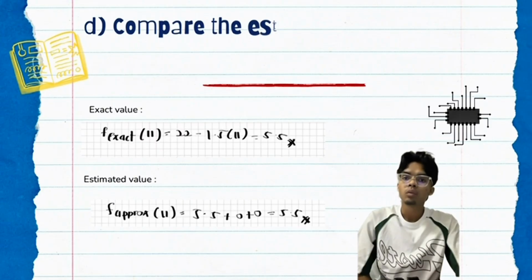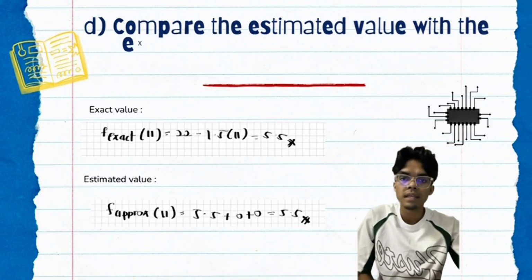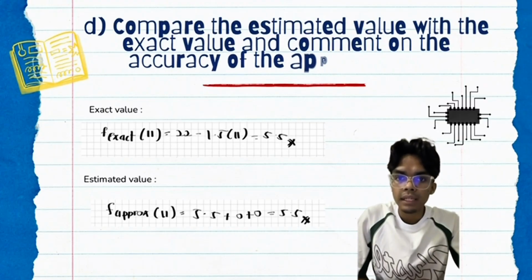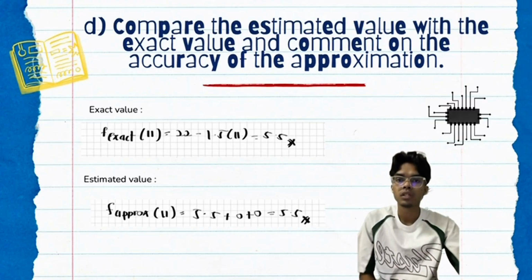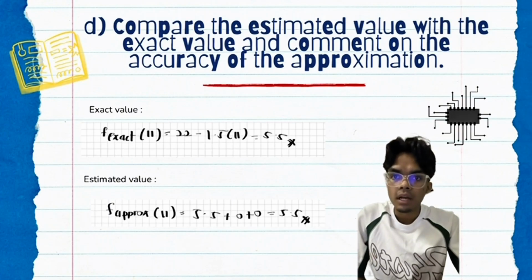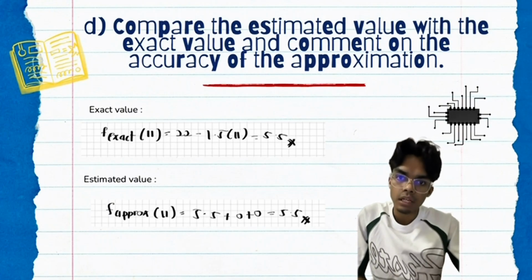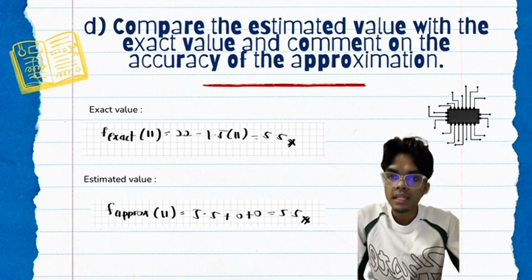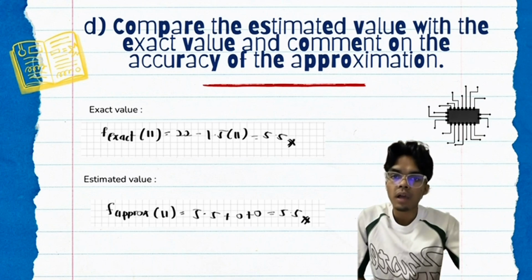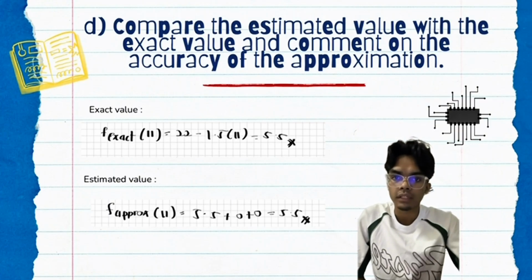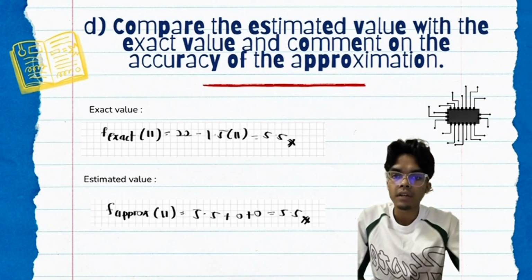Finally, in part D, we compare this estimate with the exact value by substituting t equal to 11 directly into our original function, which also yields 5.5, and as we can see, the approximation is 100% accurate with 0% error at this specific midpoint. This happened because all the sine wave harmonics naturally cross 0 at the center of the interval, leaving only the average DC value of 5.5.